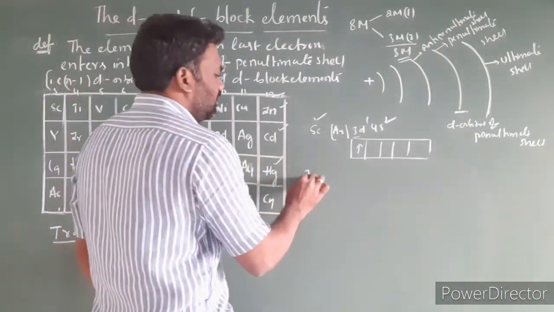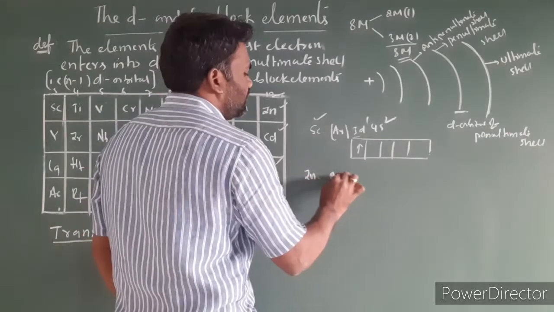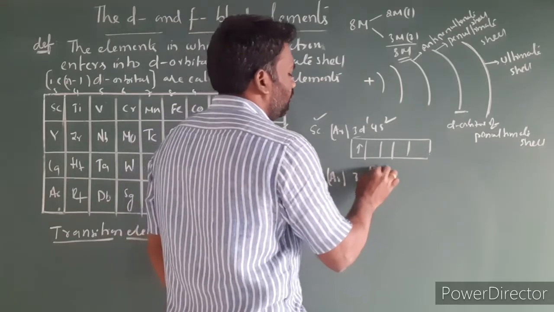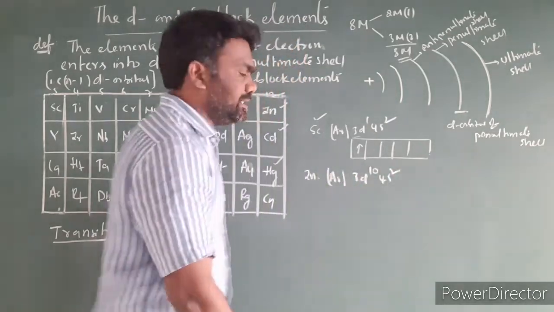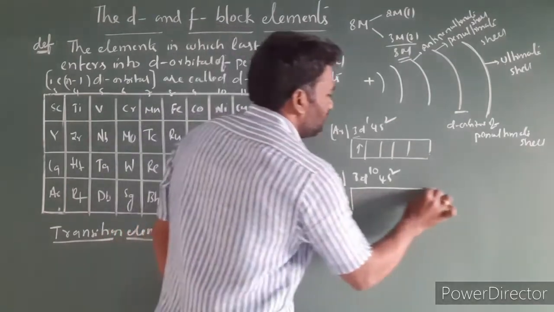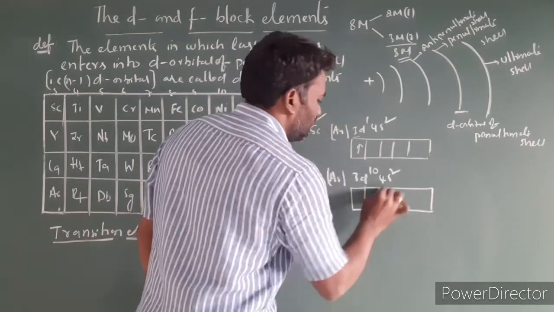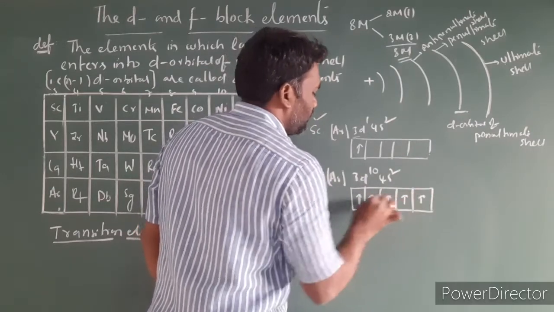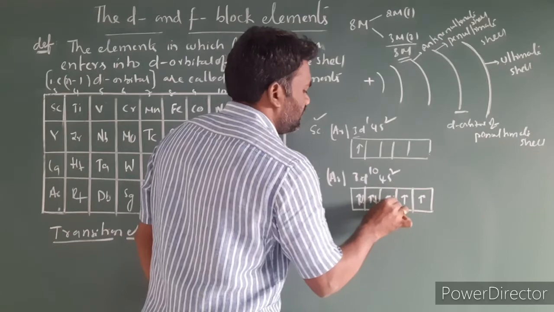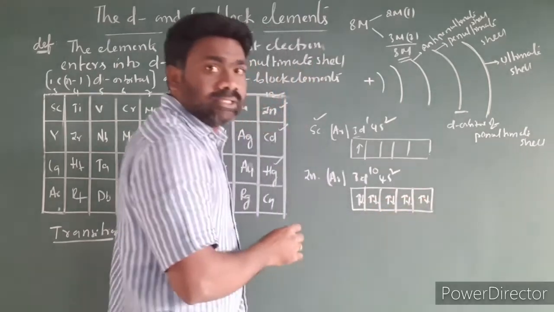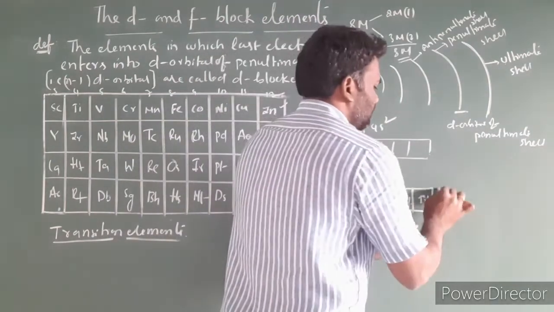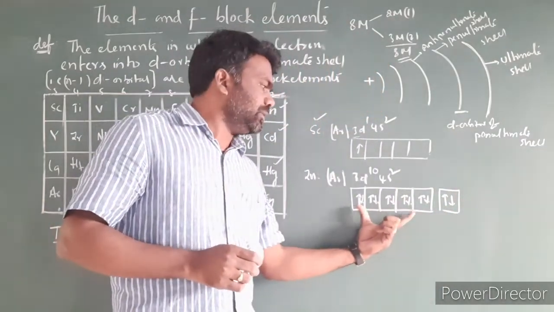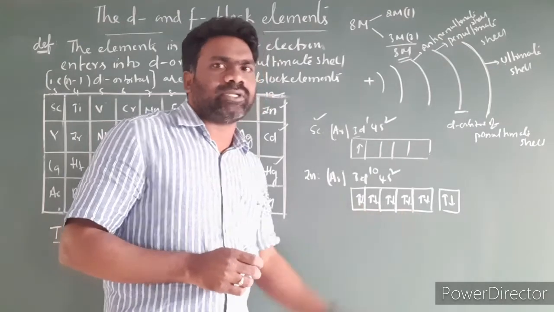Let us understand by taking the electron configuration. The zinc electron configuration is argon 3d10 4s2. Look at this electron configuration of zinc: 1, 2, 3, 4, 5, 6, 7, 8, 9 and 10. It has a completely filled d configuration, and the 4s orbital is also completely filled. So due to the presence of completely filled orbitals, it is not a transition element.